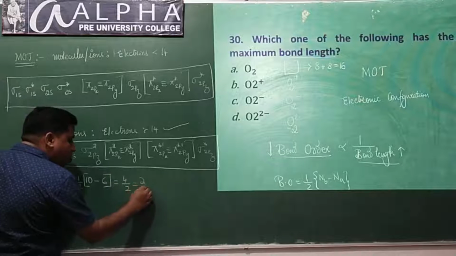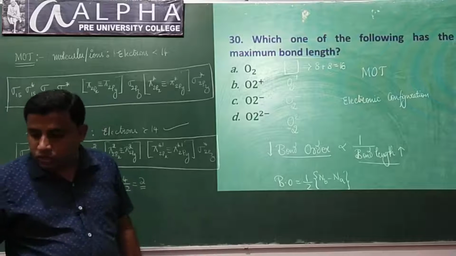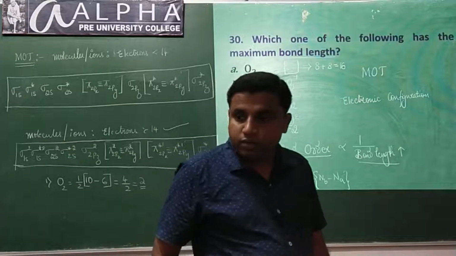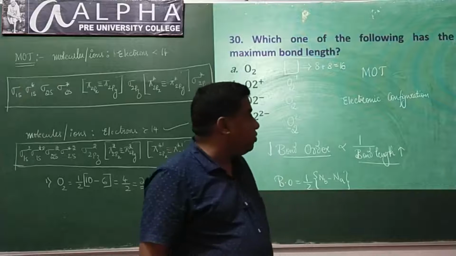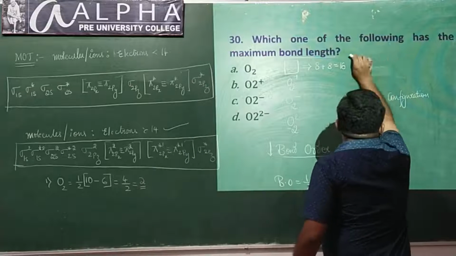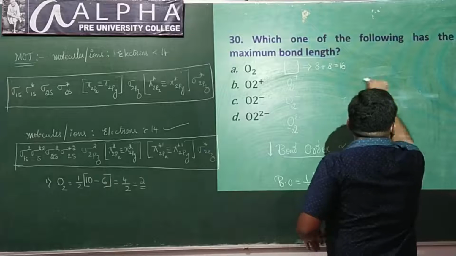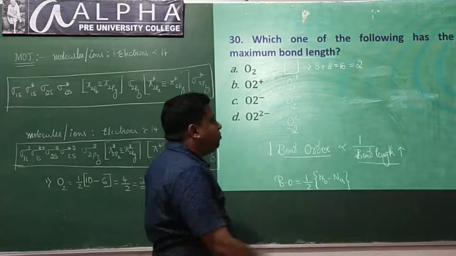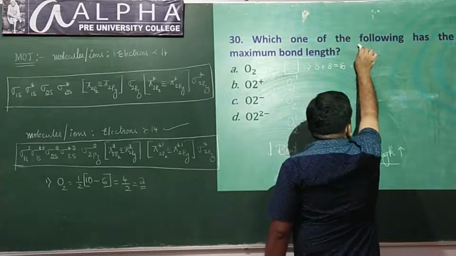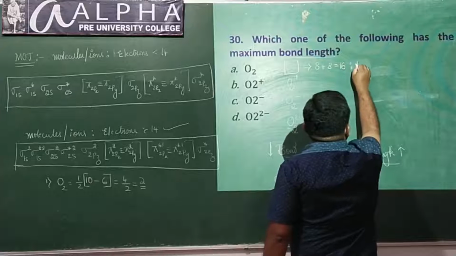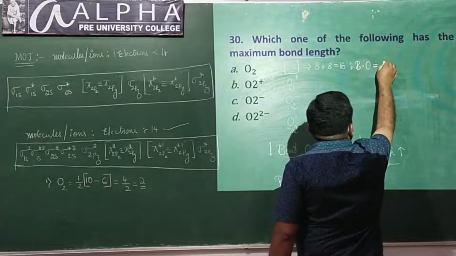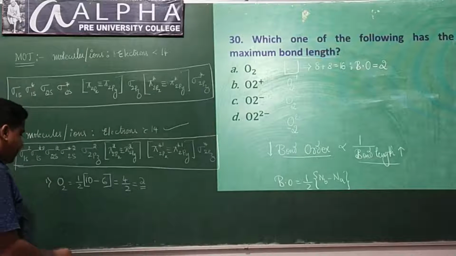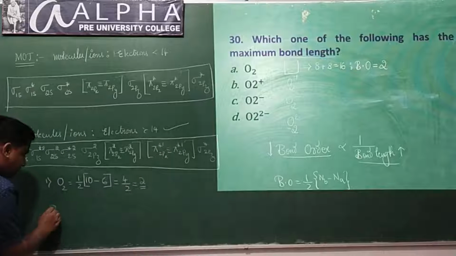Therefore, what is the bond order of O2? The bond order of O2 is 2. We have calculated it, don't get confused. The bond order comes out to be equal to 2. Next, let us go with the next one, O2 plus.